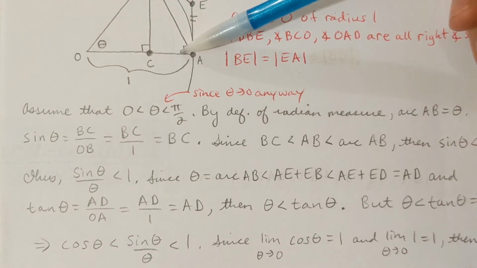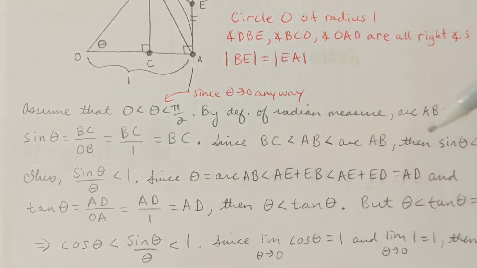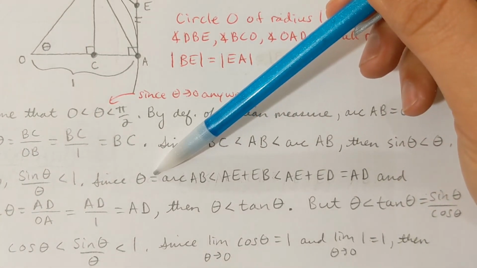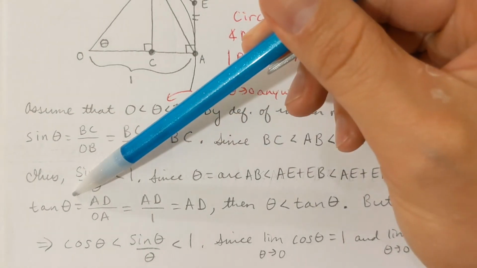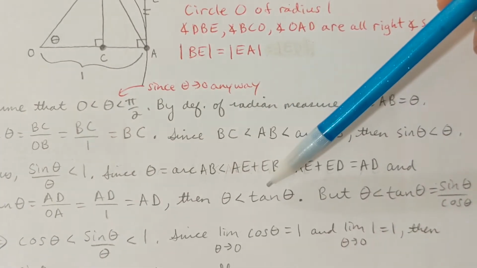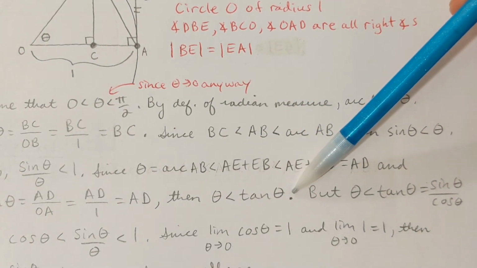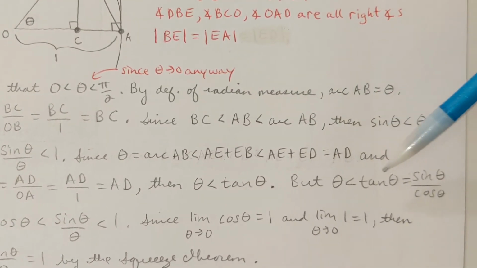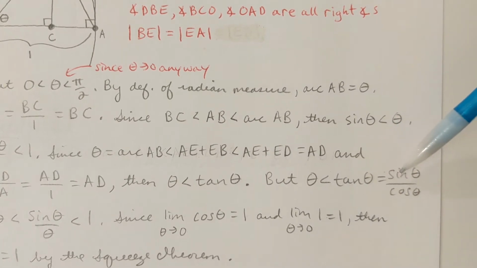The adjacent side, OA, has a measure of 1, so tan theta would be equal to AD. Now, theta is less than AD, and AD is equal to tan theta. So theta would be less than tan theta. Okay? Now, tan theta could also be defined as sine theta over cosine theta.